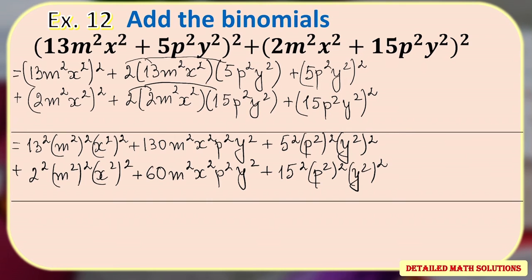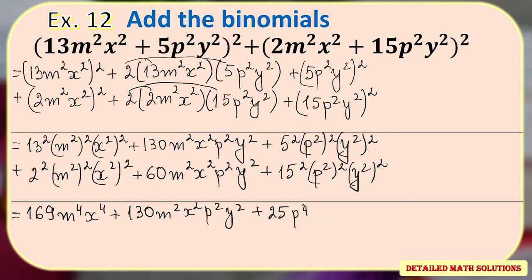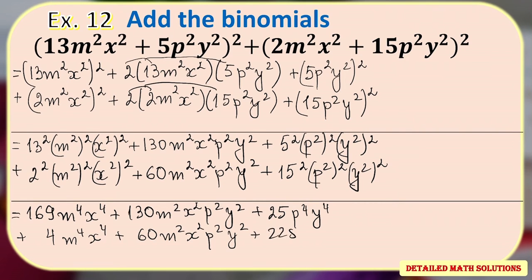If I simplify further, I get 169 m to the fourth power x to the fourth power plus, I just need to rewrite this next term because I can't simplify it further, 130 m squared x squared b squared y squared plus, then I have 25 b to the fourth y to the fourth plus 4 m to the fourth x to the fourth plus 60 m squared x squared b squared y squared plus 225 b to the fourth y to the fourth.